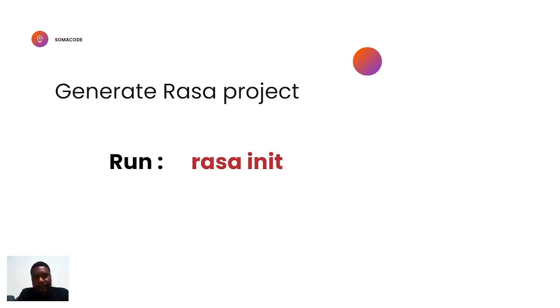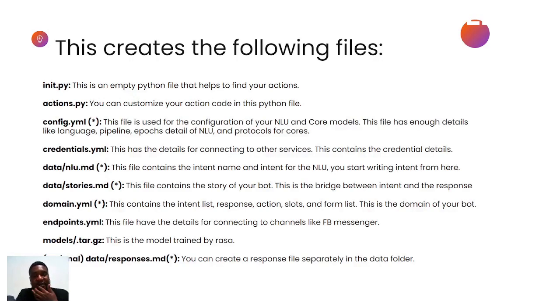Then after that, we will generate a Rasa project. If you want to generate it, make sure the environment is activated. Just run rasa init, and the following files will be created. The __init__.py file is an empty Python file that helps to find your actions. The init file actually enables your folder to be identified by Python as a module.